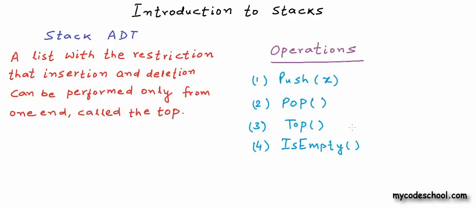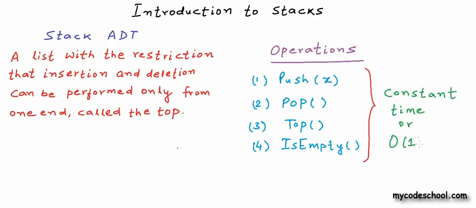So this operation will return true if the stack is empty, false otherwise. Push is inserting an element on top of stack, and pop is removing an element from top of stack. We can push or pop only one element at a time. All these operations that I have written here can be performed in constant time, or in other words, their time complexity is big O of 1.